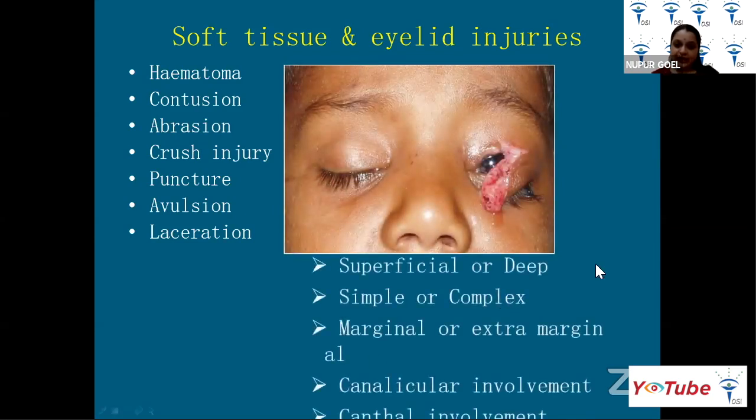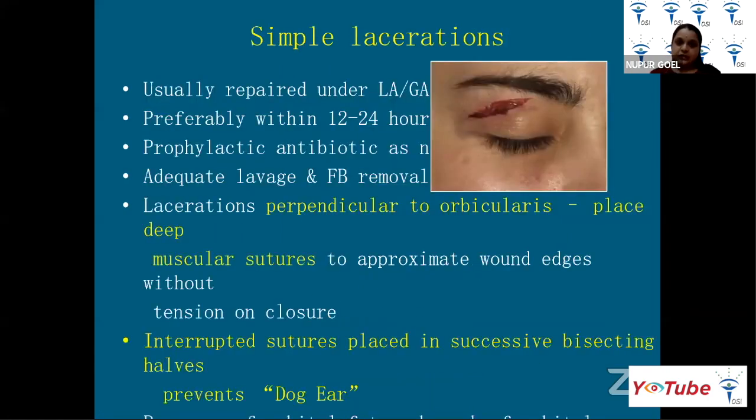Whenever you're looking at eyelid trauma, always try to classify it as superficial or deep, simple or complex, marginal or extramarginal, and whether it involves the canaliculi and the canthus. A simple laceration can be repaired under local or general anesthesia. If it's a child, you would need general anesthesia. You should try to repair it within 12 to 24 hours, with prophylactic antibiotics as and when needed. Adequate lavage and foreign body removal should be done.